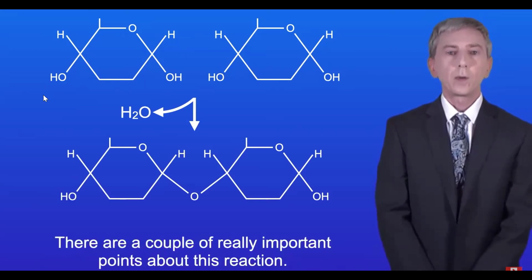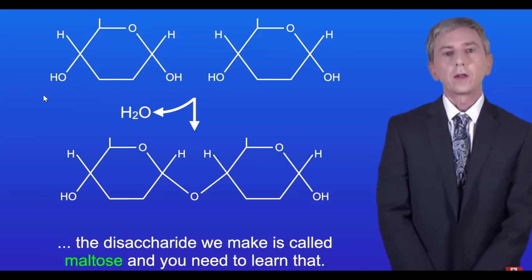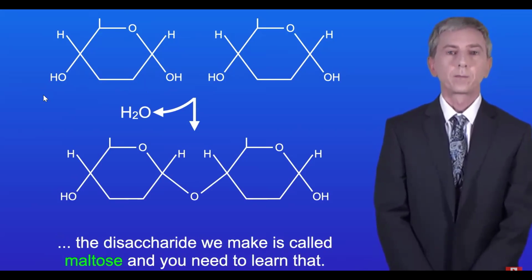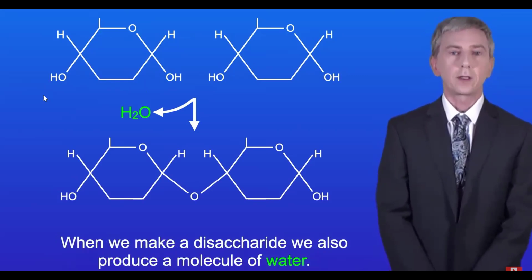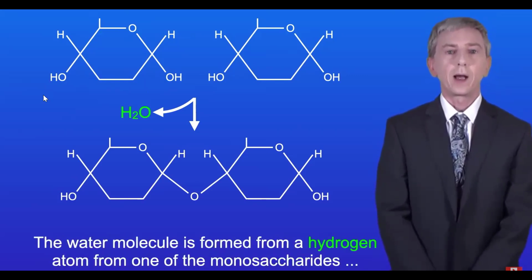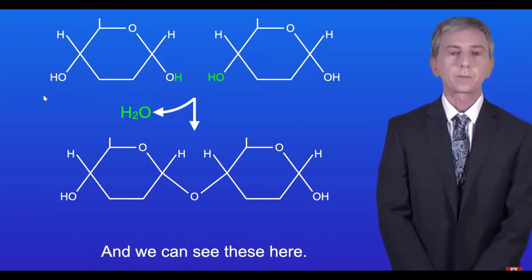Now, there are a couple of really important points about this reaction. Firstly, when we react together two alpha glucose molecules, the disaccharide we make is called maltose, and you need to learn that. Secondly, when we make a disaccharide, we also produce a molecule of water. The water molecule is formed from a hydrogen atom from one of the monosaccharides and a hydroxyl group from the other, and we can see these here.